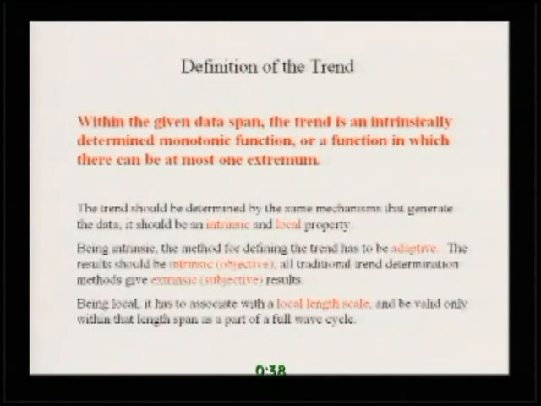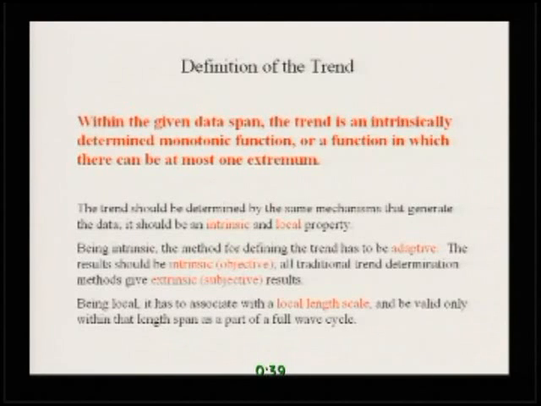What does this mean? Here are a couple of important words. First, we have to have a data span. That means trend is a local property. This property works only for that particular data span. Once you go beyond that, it may not work. Then another word is intrinsic. Intrinsic means it belongs to the part of the property of the data.